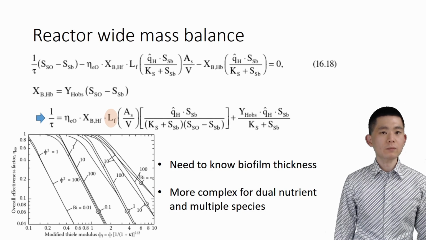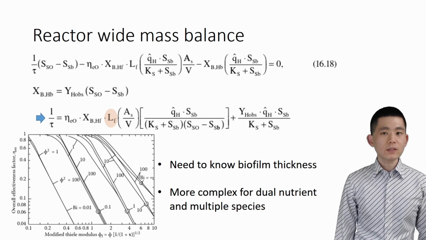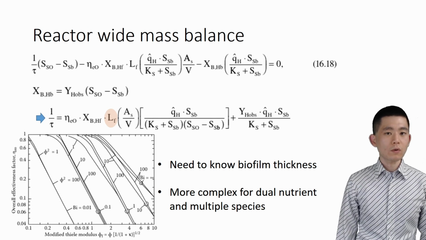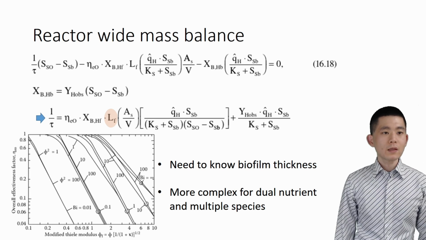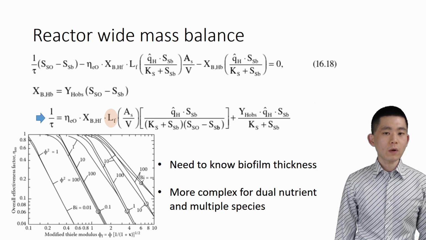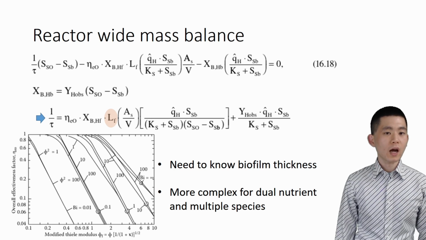The effectiveness factor approach is a good way to quickly estimate the performance of an attached growth reactor, but has some issues with real-life simulation. The biofilm thickness needs to be predetermined either by estimation or through experiment. The former can be inaccurate, while the latter is not easily done in real-life design process. This approach is easy for one substrate, one biomass, but becomes much more complex for modeling multiple species utilizing multiple nutrients, which is more common in real life. We will talk about other approaches that better deal with these issues in the next class.